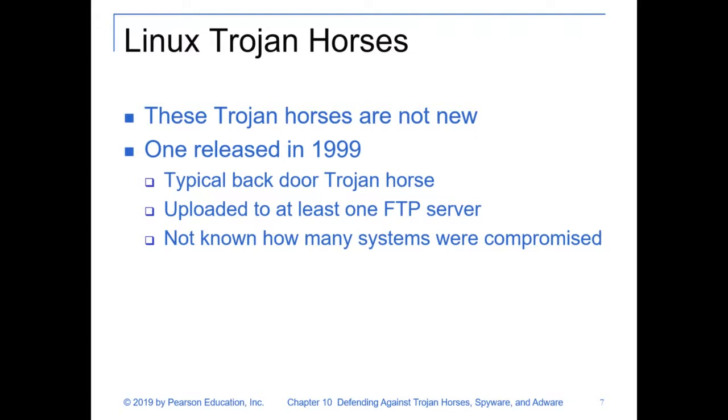One of the Linux Trojan horses, released in 1999, was a typical backdoor Trojan horse. We don't know how many systems were compromised with this. When a Linux Trojan horse is installed, a lot of times the program bin/login is going to be altered. Some of the changes may be that it includes code to send email to the Trojan horse creator. It can contain the host login information and the login name of any of the users logging in.